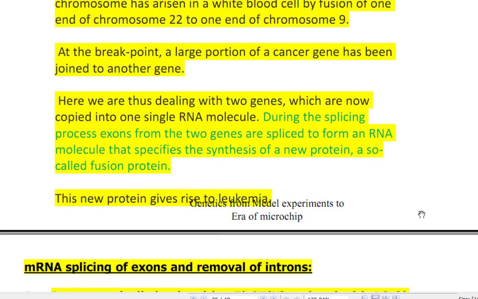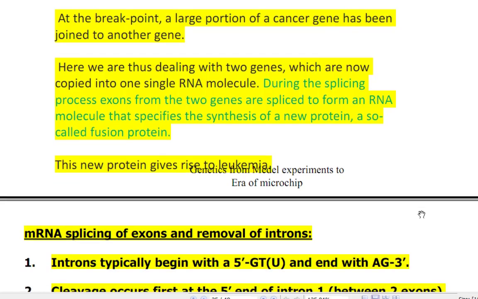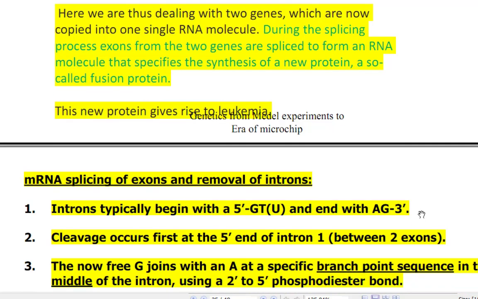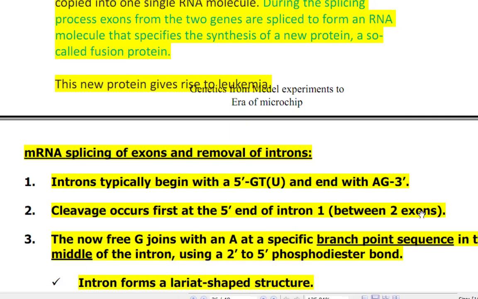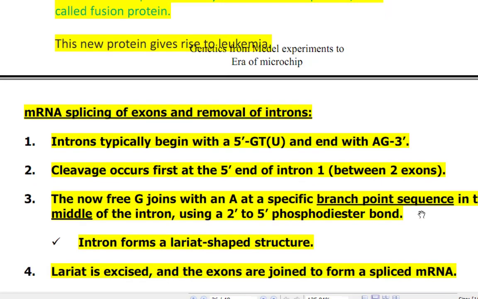At the breakpoint, a large portion of the cancer gene has been joined to another gene. Here we are thus dealing with two genes which are now coded into one single RNA molecule. During the splicing process, exons from the two genes are spliced to form an RNA molecule that specifies the synthesis of a new protein, a so-called fusion protein. This new protein gives rise to leukemia.